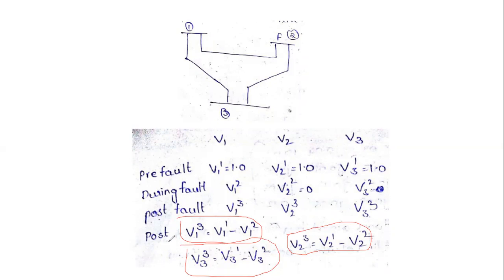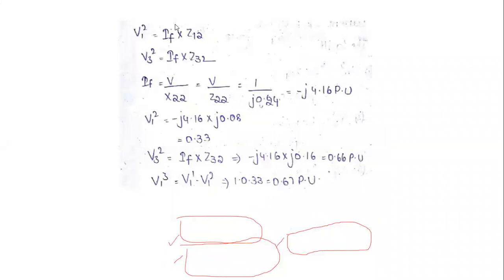This is the formula for the post-fault condition voltages for all the buses. We have 3 buses, that's why we write V1 cube, V2 cube and V3 cube. These are all the post-fault condition voltages. Next, the formula for V1 square.